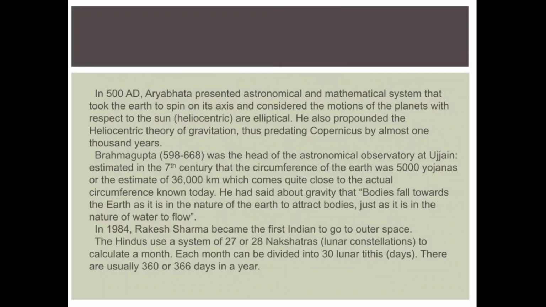The Hindus use a system of 27 or 28 nakshatras or lunar constellations to calculate a month. Each month can be divided into 30 lunar days or tithis. There are usually 360 or 366 days in a year.